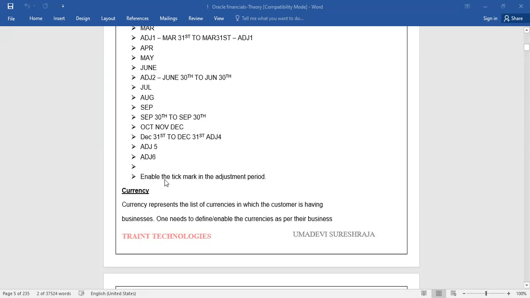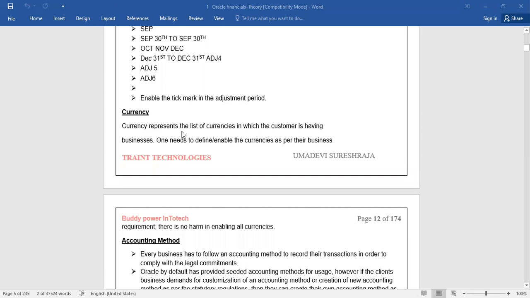Okay. Currency, the list of currencies the customer is having in the business. Currency default in Oracle, world level, whatever currency is there, it will come into it. Okay. Any doubt up to now?